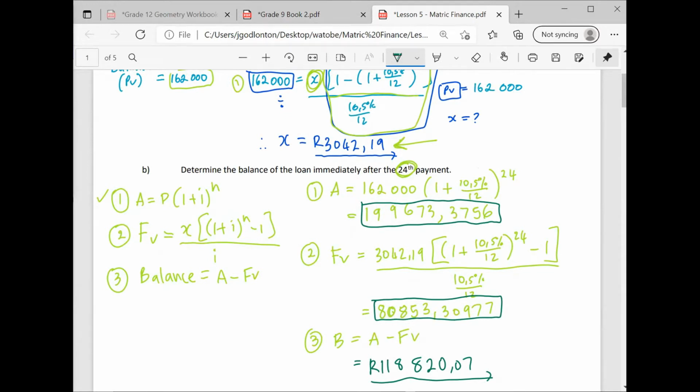But I promise, anytime you have a balance of a loan question, this always works. And it's never complicated. We don't have to think about anything crazy. We don't have to think about what n's going to be because it's always given to us in the situation. So we find our A value through compound interest. We find our future value with our monthly payments. And then we take our A minus our future value.